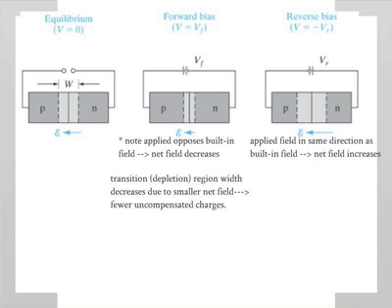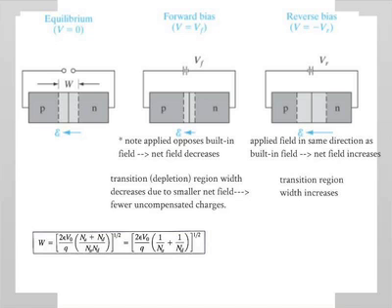In other words, the built-in field is fixed, right? That comes just from the material properties, just from the doping. Nothing to do with the applied voltage. So this whole thing has to reduce because you have fewer uncompensated charges. Same thing happens with electrons. Injection happens from the other side. Okay, we'll see that. For the reverse bias, the transition region width increases.